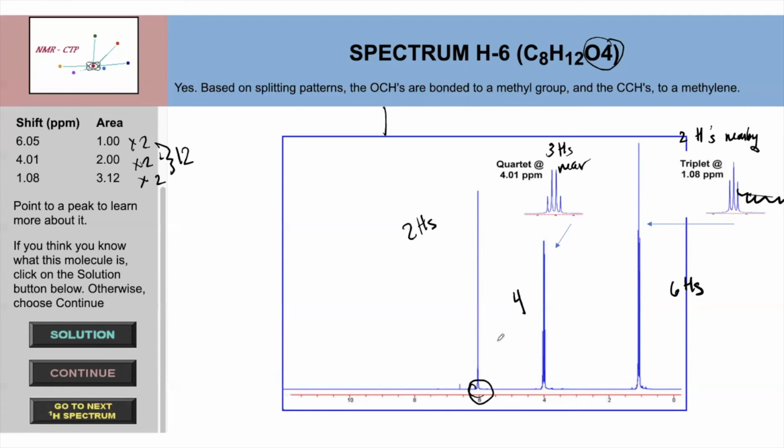So I would start filling it in. Okay, so I have 2 hydrogens here. Probably means that these are the ones that are affected. I'm going to go off that it's a plane of symmetry.